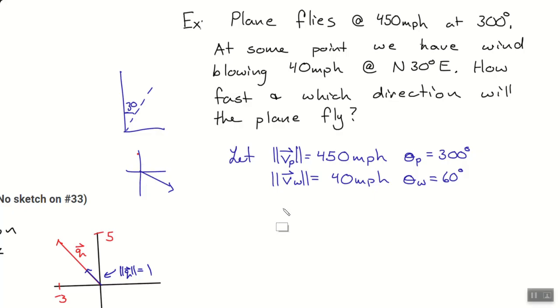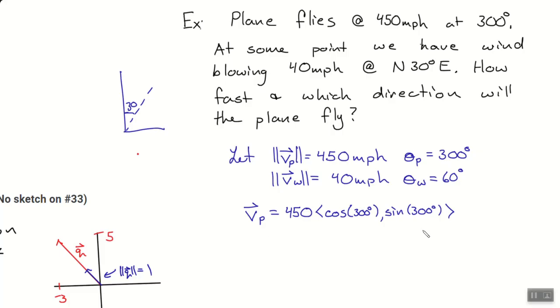So let's do that. So if I wanted to write vector v sub p for my plane, I think we can sort it out. What's the magnitude? So here's our magnitude out front times the cosine for x of 300 degrees. Cool. And what's the y coordinate? The sine of 300 degrees.